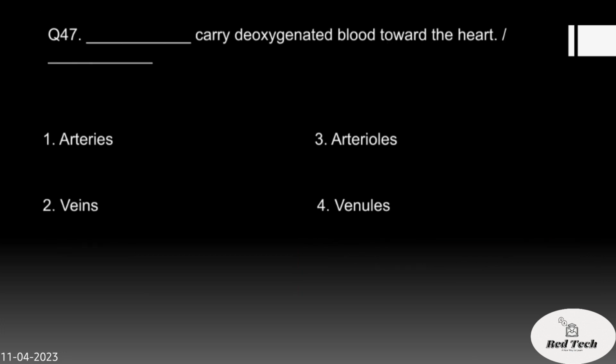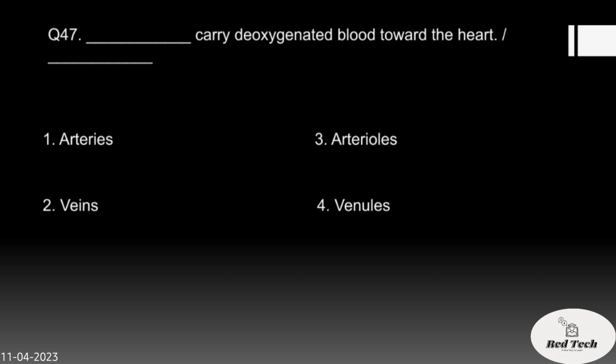Question number 47. What carries deoxygenated blood towards the heart? So the question is basically indicating which vessel carries deoxygenated blood towards the heart. Options are arteries, option 2 is veins, option 3 is arterioles, option 4 is venules. So I have discussed the arteries and arterioles. If you want it in detail, you can watch the same playlist also.